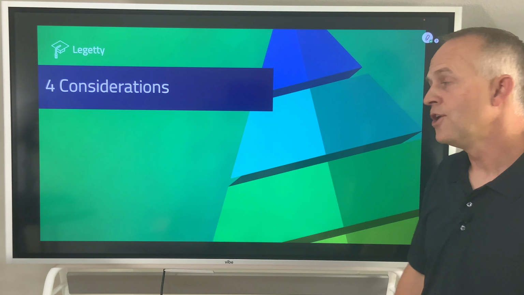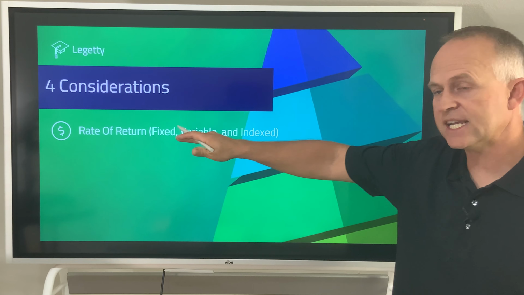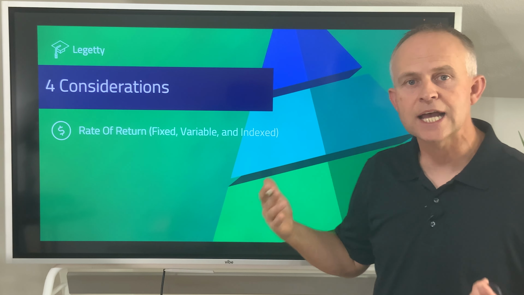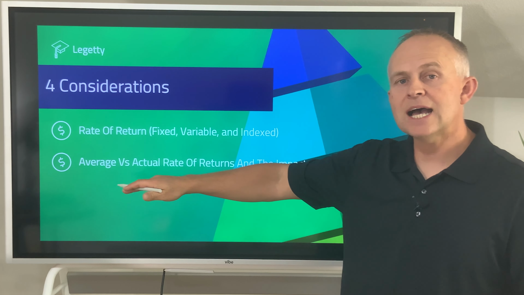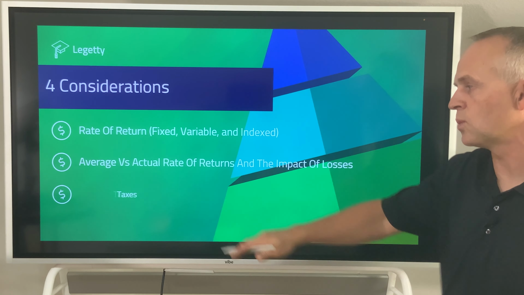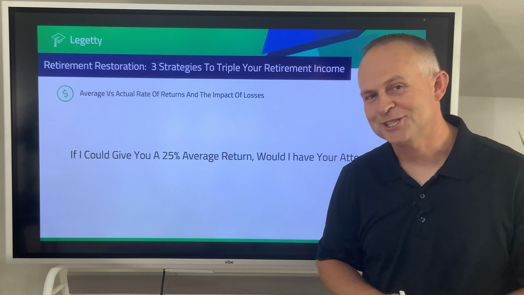Okay, so again, 4 considerations. We've talked about the rate of return. There's fixed, variable, and now index. So hopefully you're familiar and comfortable with all of those 3 different options. Now let's talk about average versus actual rate of returns and the impact of losses, and then we'll talk about taxes and fees.